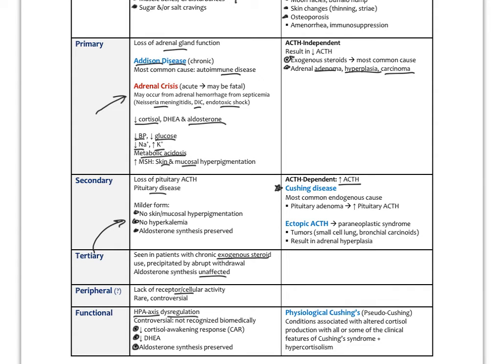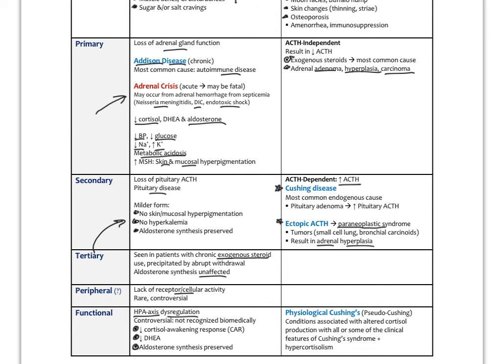You can also have ectopic ACTH production, and this is usually from a paraneoplastic syndrome, especially small cell lung cancer, bronchial carcinoid cancer, and so forth. And this would result over time in adrenal hyperplasia as the adrenals are constantly stimulated by ACTH. So those are the two causes of the ACTH dependent or secondary Cushing's.